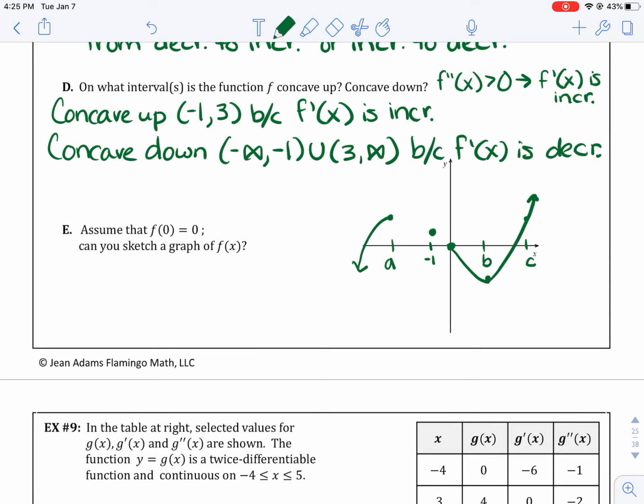So I'm going to change this part of the graph. So here we're concave down. Then it switches to concave up. And then it's going to go concave down again at 3. So we'll put it here.